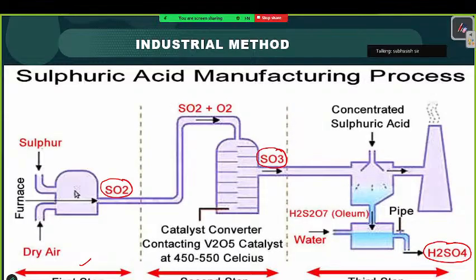So sulfuric acid is so useful. That's why sulfuric acid is termed the king of chemicals. Sulfuric acid is produced in three different steps in the industrial method. Each and every step we should analyze.